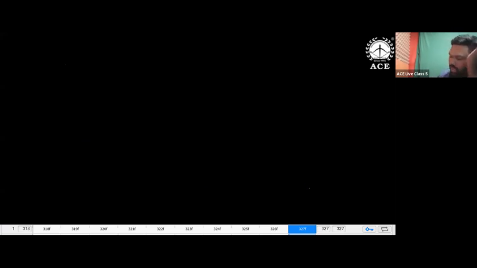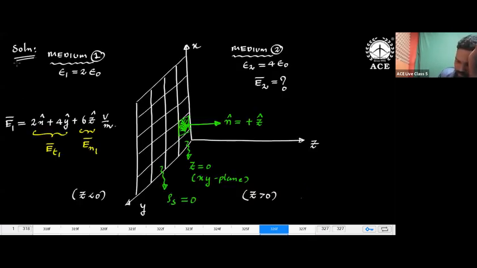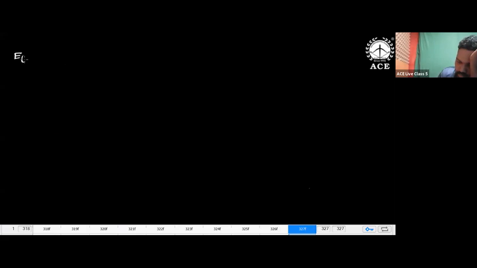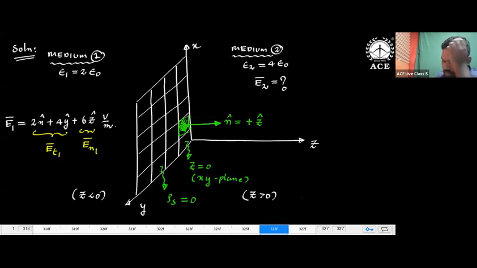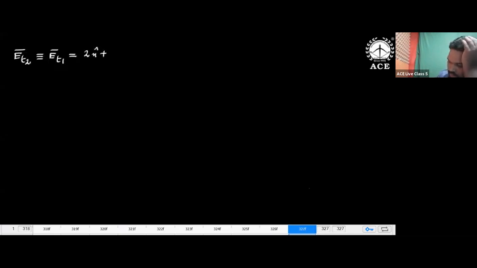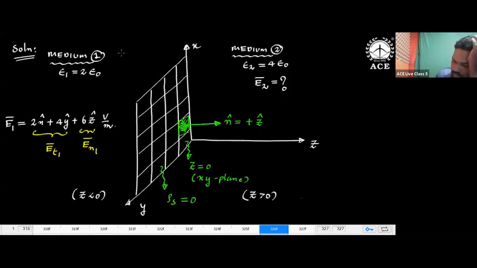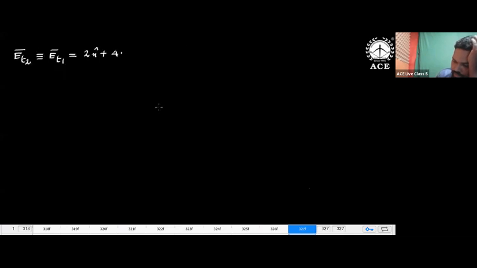What are the boundary conditions we have? ET2 is equal to ET1. You can write this in the vector form, which is equal to how much? What is this ET2? It is 2x cap plus 4y cap. So that is how you have got the tangential components.